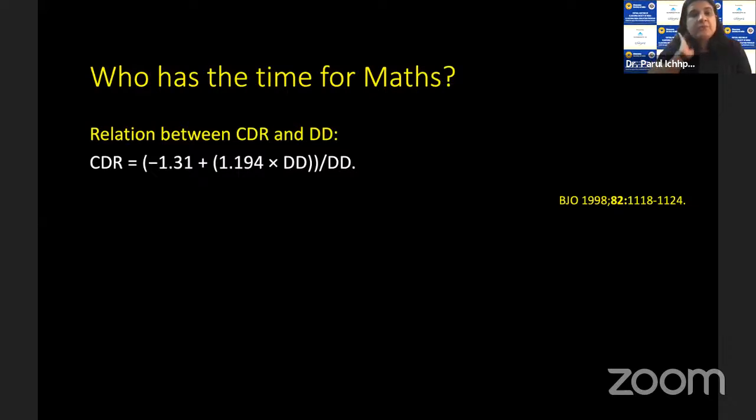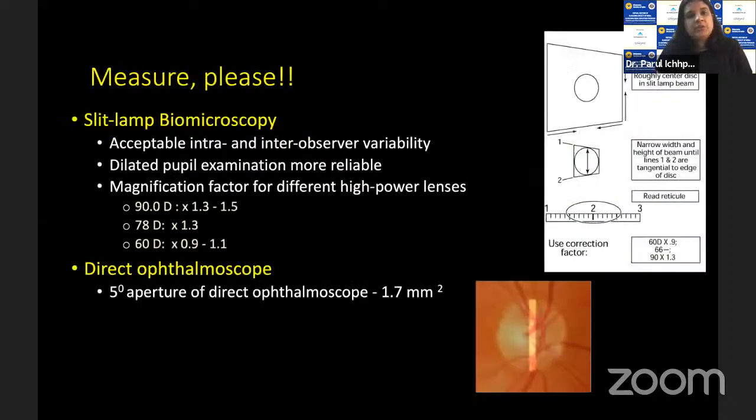But we don't have time for all the mathematics to convert a cup disc ratio into a disc diameter. So we need to just remember that when we are looking at an optic disc on a slit lamp, we can just use the slit lamp reticule to measure the size of the disc, and then use the magnification factor for the lens, whether you're using a 90D or a 78D, to see what exactly is the size of your disc. Or you can even use a direct ophthalmoscope, wherein the 5-degree aperture of the DO corresponds to 1.7 millimeters square. So if your disc is falling within this, it's a small disc, and if the disc is falling outside this, it's almost like a normal to a large disc.